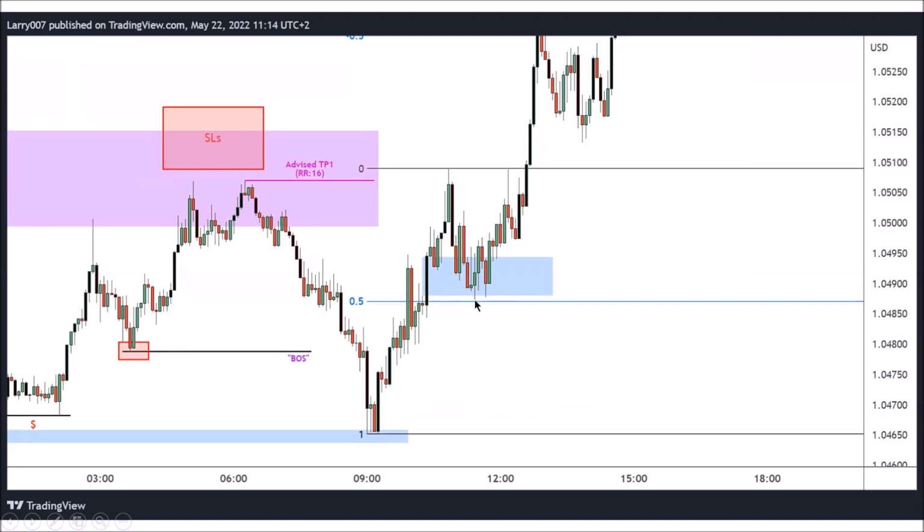We just touched the discount. We closed inside the fair value gap. So the perfect entry would have been there, but you could enter right from there or there, whatever. Inside this fair value gap, stop loss below here, below this big candle.